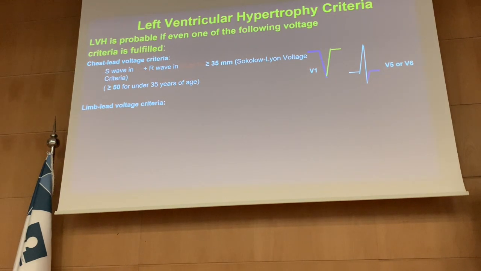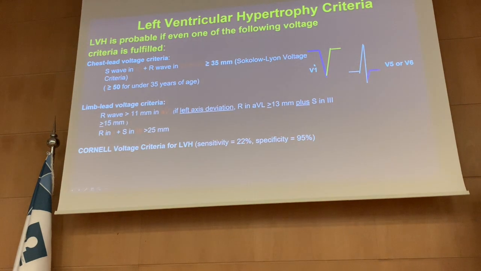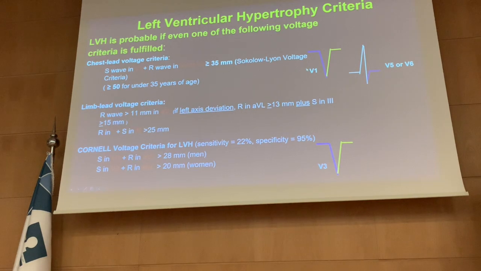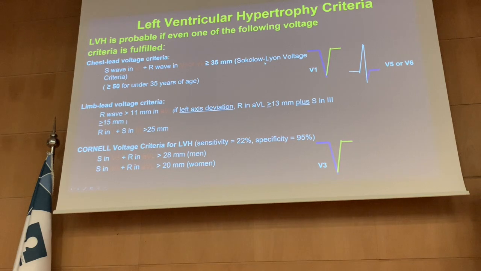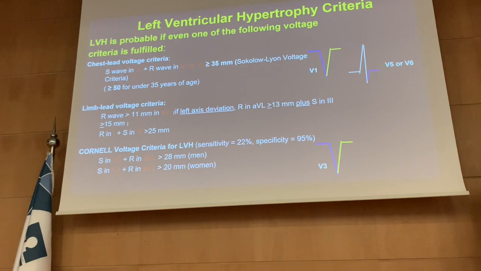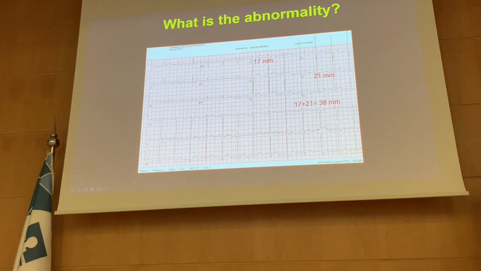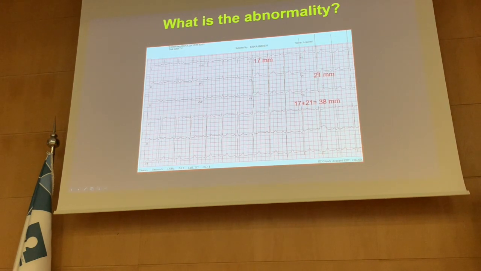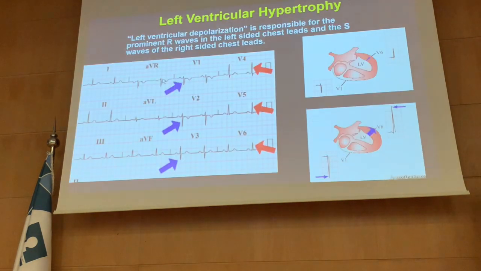Doctor, can you repeat this point? The Sokolow. Yes. You remember all these criteria. Okay, there are a lot of criteria to diagnose left ventricular hypertrophy. This is not part of your student exam. But visually you are going to see the R wave is big in V1 or V2, V3, whatever. Like this patient, he has a big R wave here, big R wave, big R wave. Okay, so this patient for sure has left ventricular hypertrophy.